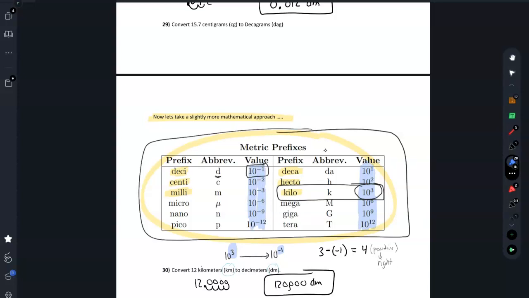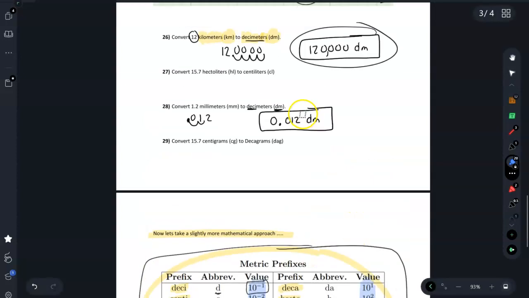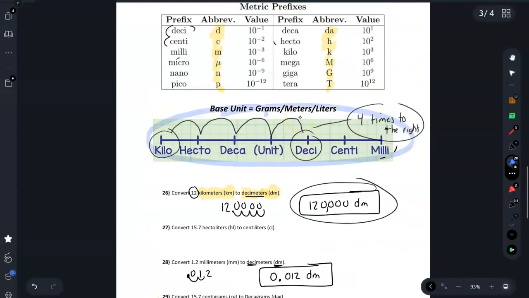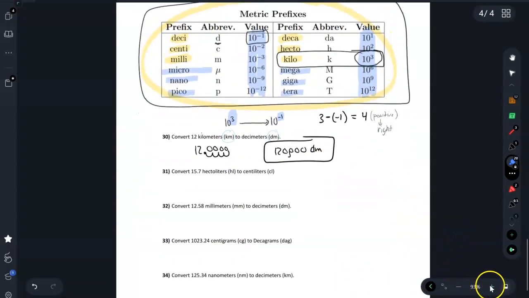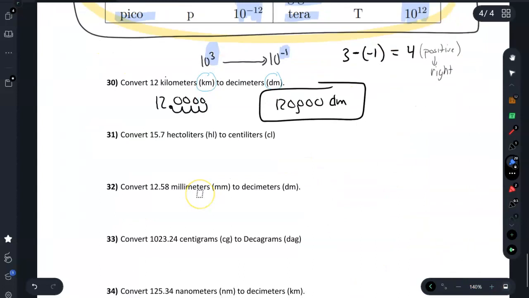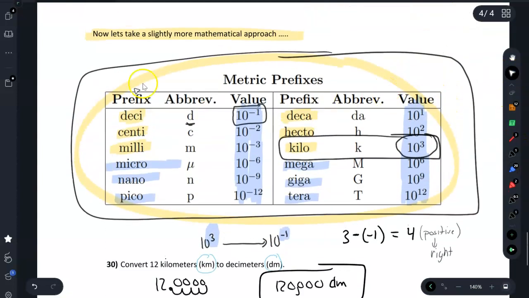And once we have this, now we can use these other prefixes that didn't show up on my little chart that I had up here. My chart up here was limited to only those prefixes. So let's do a couple more. I'll let y'all do 31. Let me erase all of this.